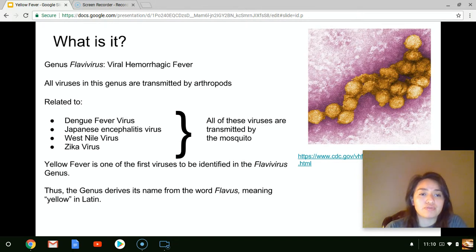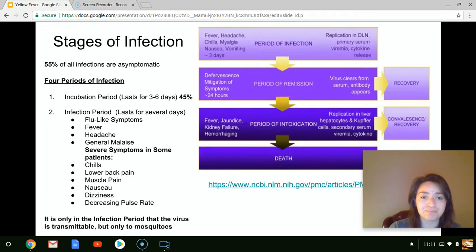Part of the genus Flavivirus is that it is a viral hemorrhagic fever, and all viruses in this genus are transmitted by arthropods, meaning ticks or mosquitoes. It's related to dengue fever virus, Japanese encephalitis virus, West Nile virus, and Zika virus, and all of these are transmitted by the mosquito. Yellow fever is one of the first viruses to be identified in the Flavivirus genus, so the genus derives its name from yellow fever, flavus meaning yellow in Latin.